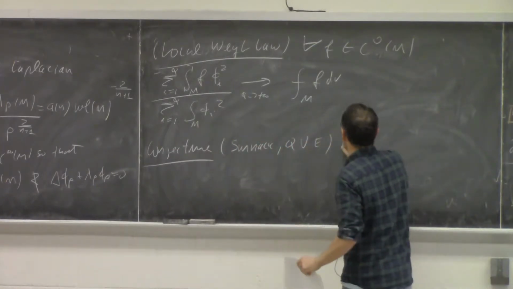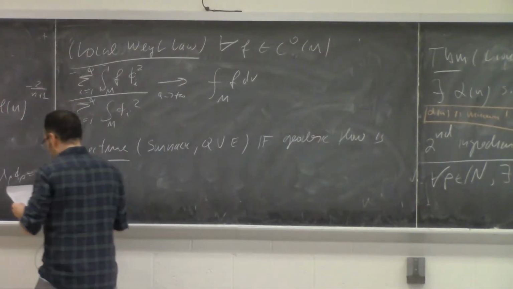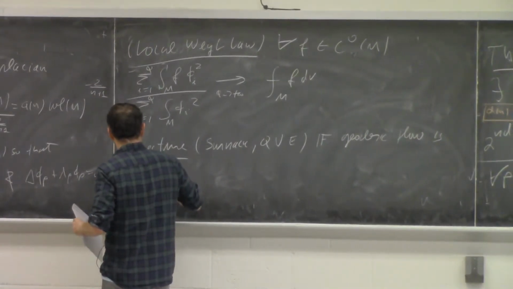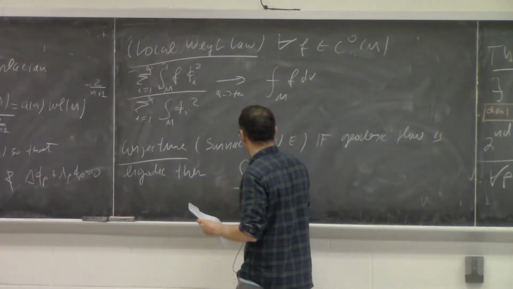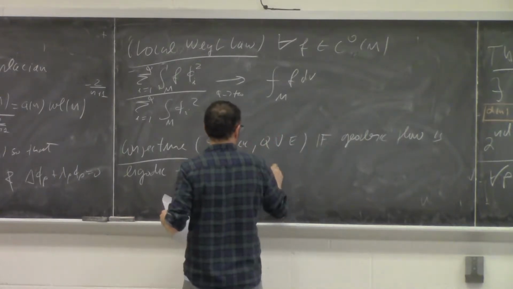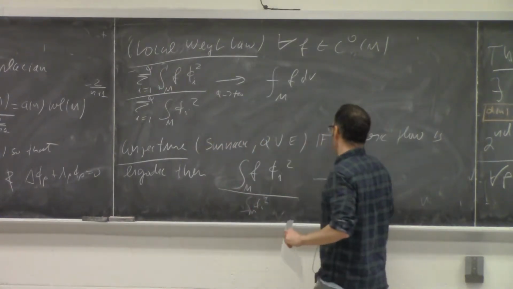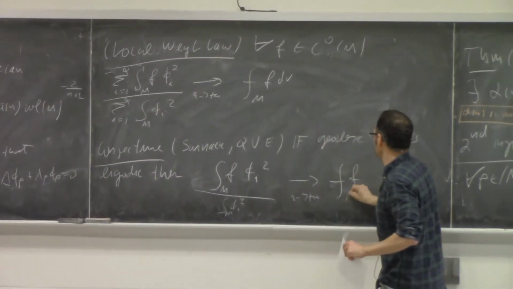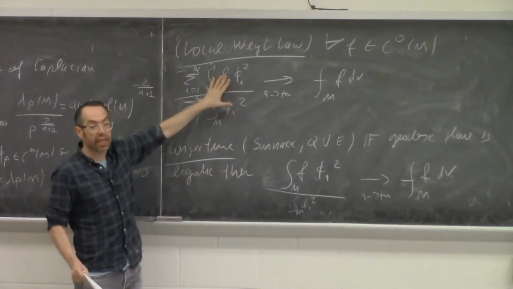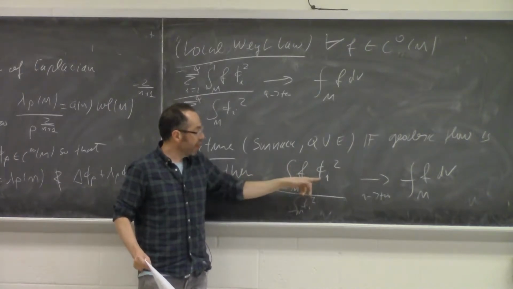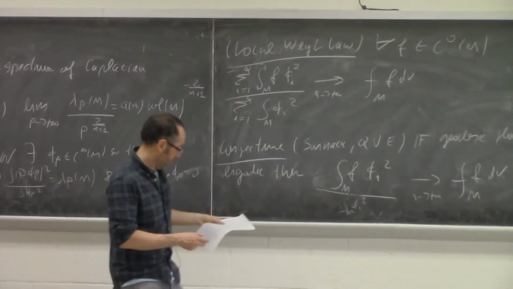And the conjecture is the following: if the geodesic flow is ergodic, then a stronger form of equidistribution holds. If I integrate f against the ith eigenfunction, divide by the total L2 norm, and make i go to infinity, I converge to the integral of f dv. So the difference between this and that is that we don't need to take a sum. We just integrate a function against the ith eigenfunction, make i go to infinity, and we always converge to the volume. So this is the stronger form.